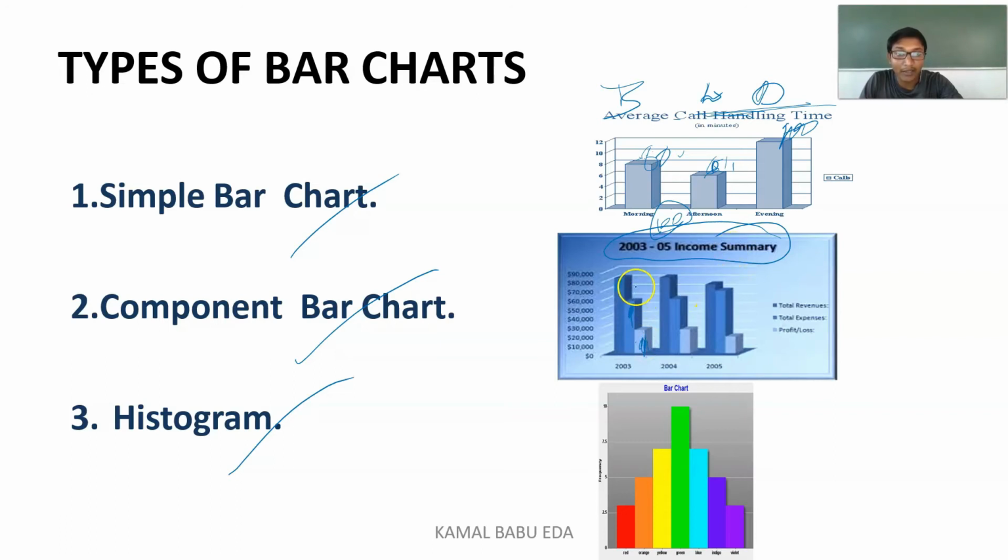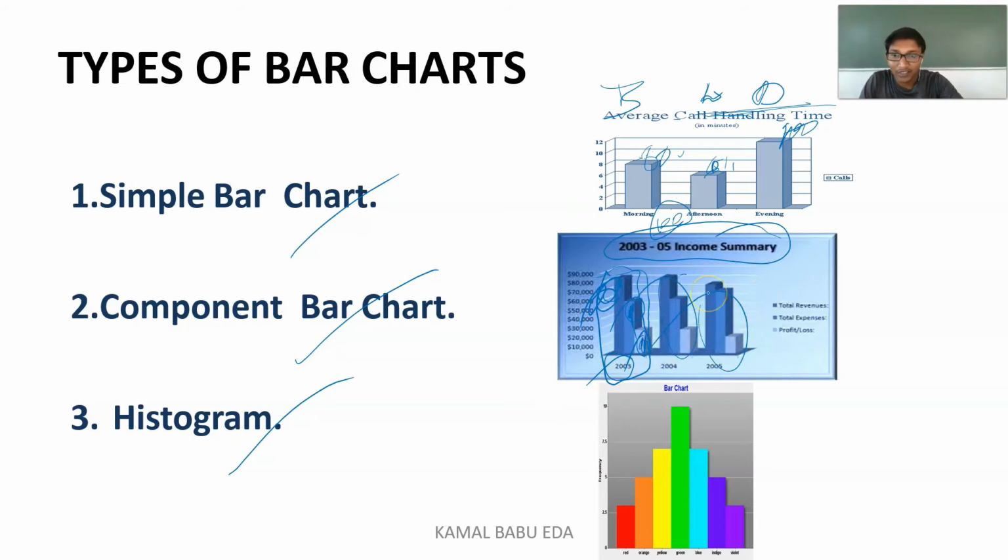In this income summary, if you see here in 2003, in the component bar diagram, we are seeing three items here. What is the total amount of revenue, what is the total amount which is there with us, what are the total expenses that we have spent, and what is the average profit rate or loss rate that we have encountered during the year 2003. Here also the same way you can see.